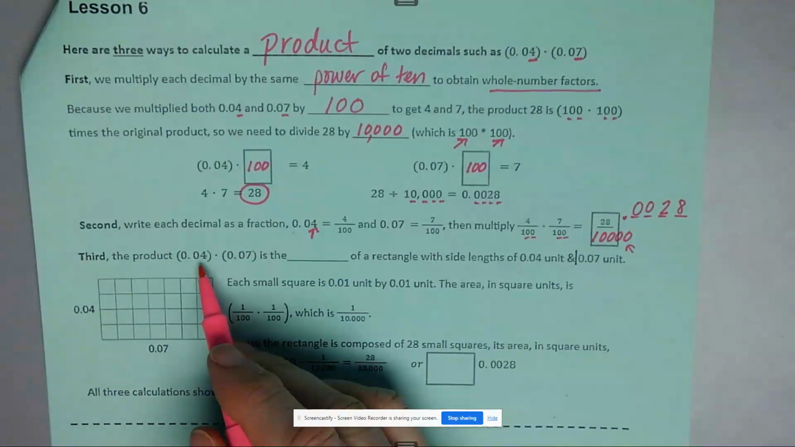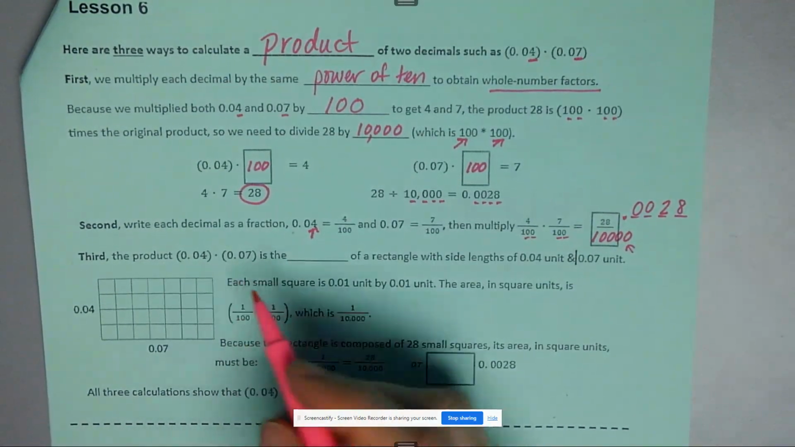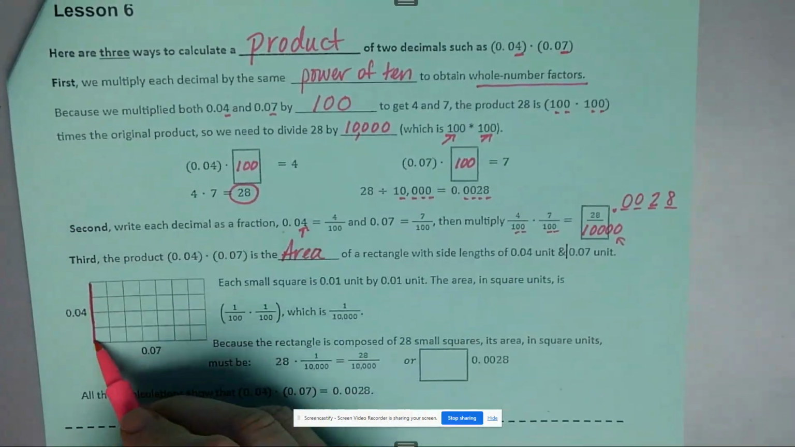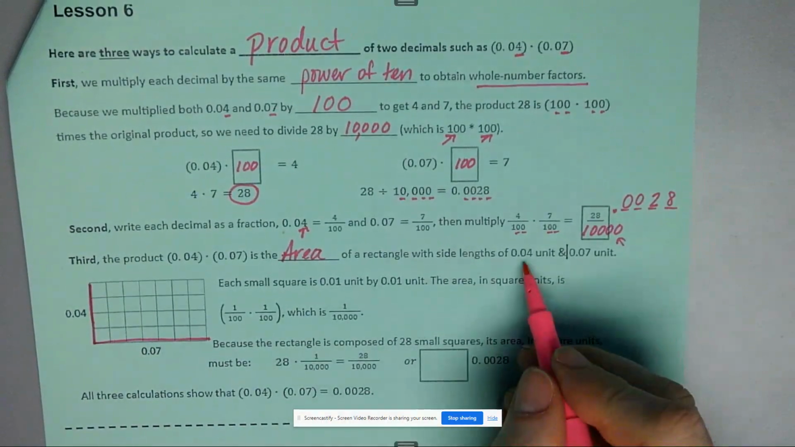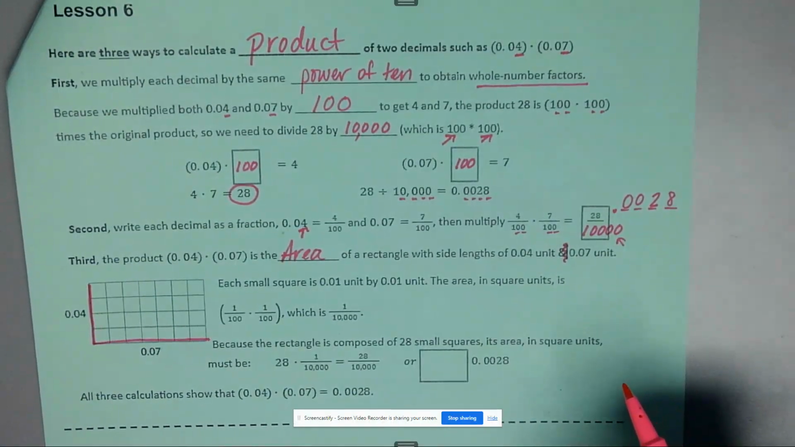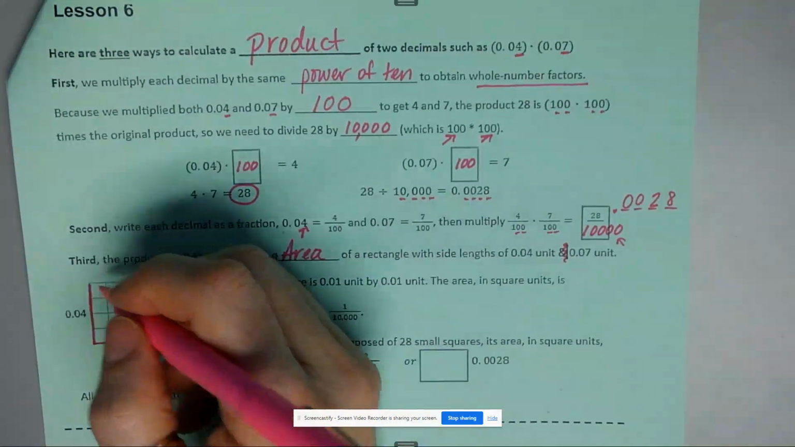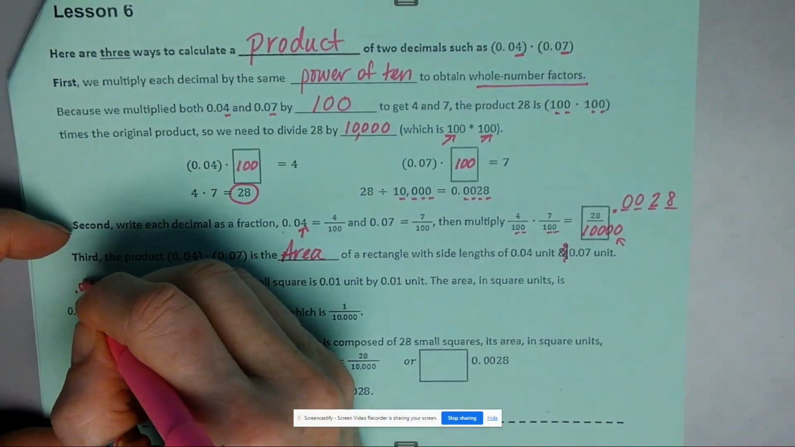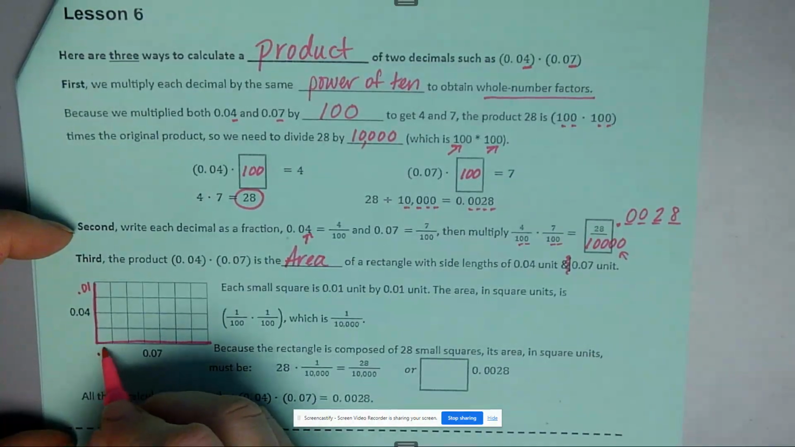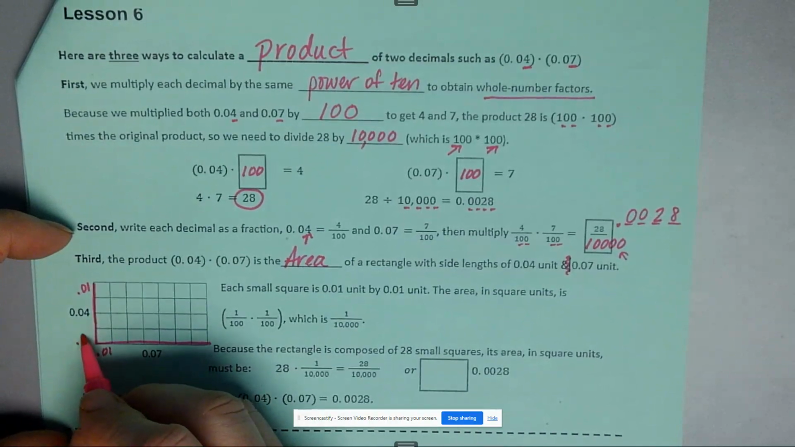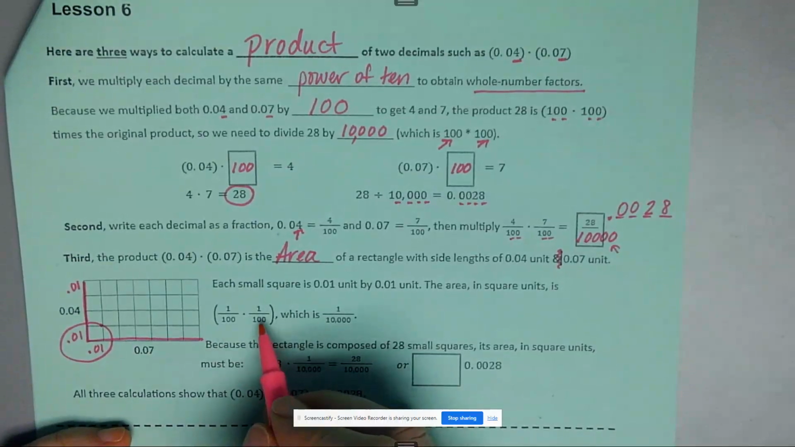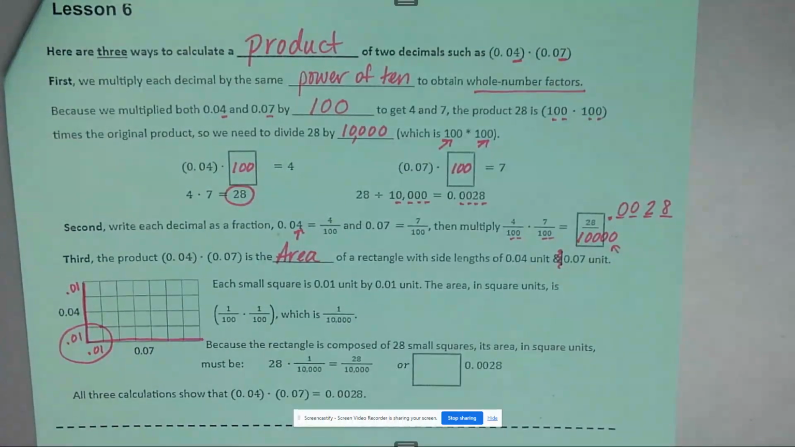The third way is the product of 4 hundredths times 7 hundredths is the area of a rectangle, right? This is my width, this is my length. So we have 4 hundredths times 7 hundredths. That's just a little mistake right there. So we think about if 1 square is 0.01. 0.01, 0.01, 0.01, 0.01, totals 4. 0.01, 0.01, 0.01, all the way across. Total is 7. How do you find the area of 1 square? 1 100th times 1 100th is 1 10,000th.